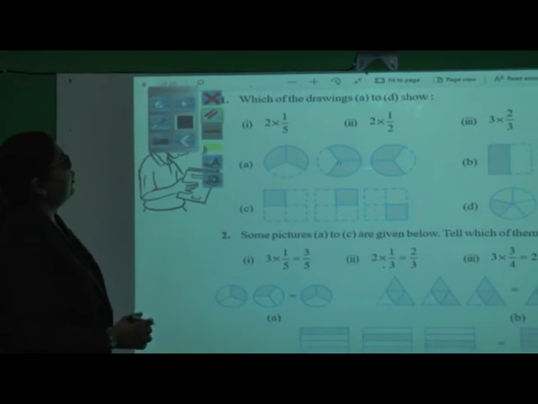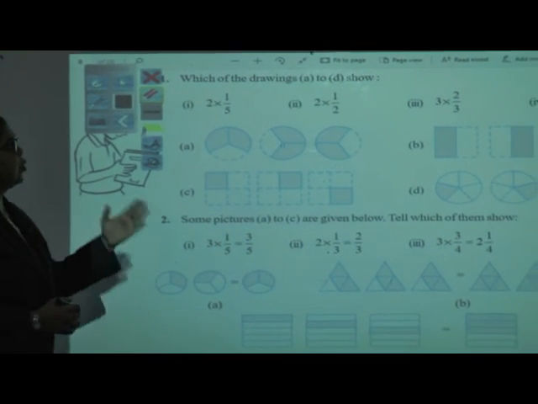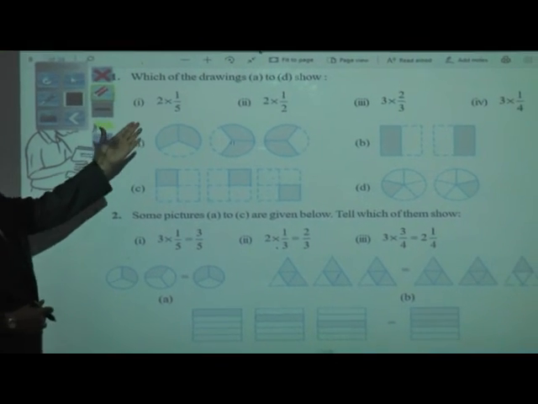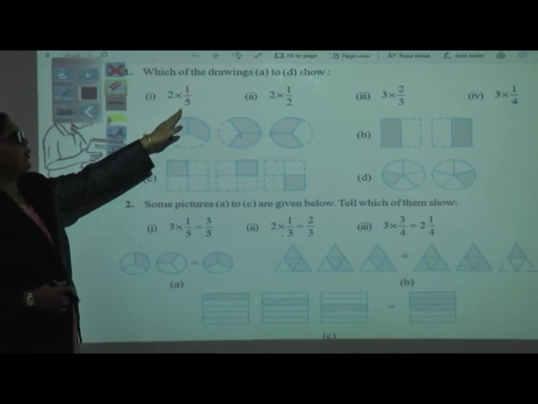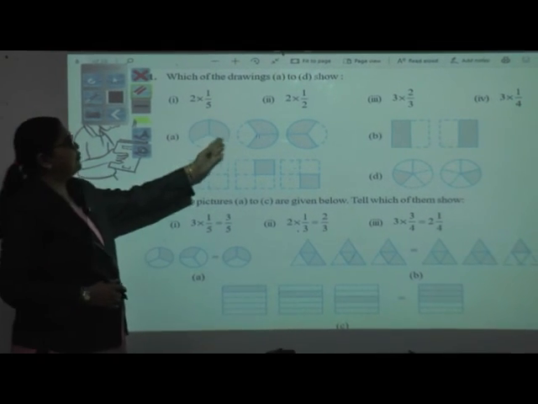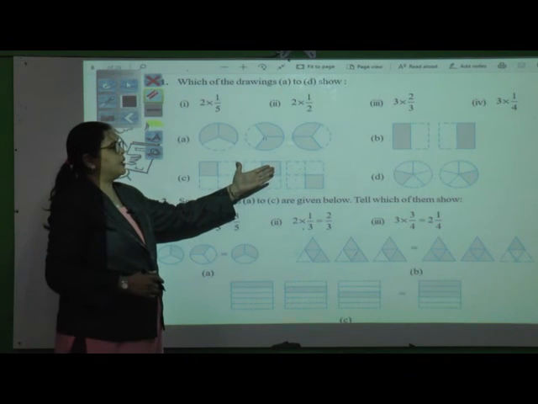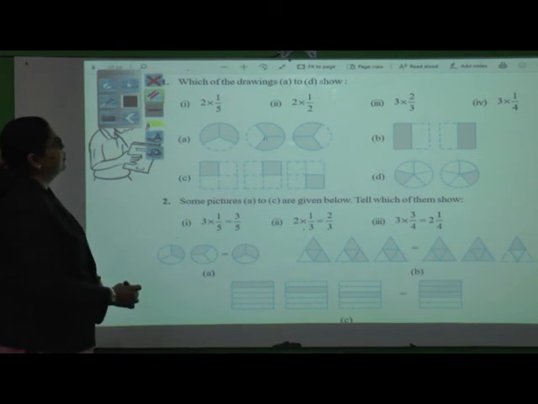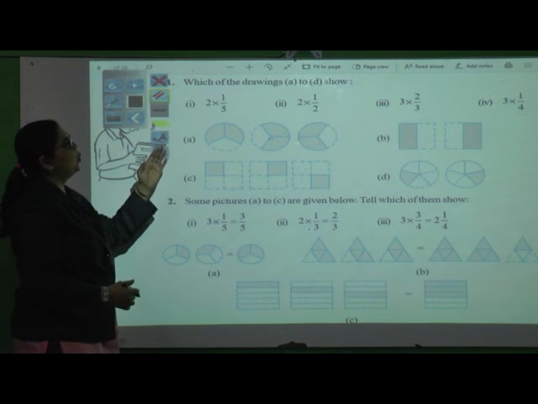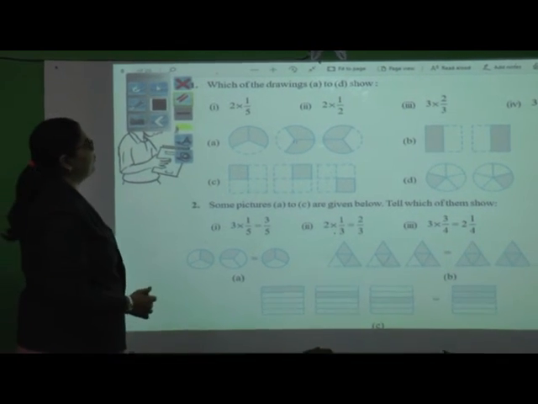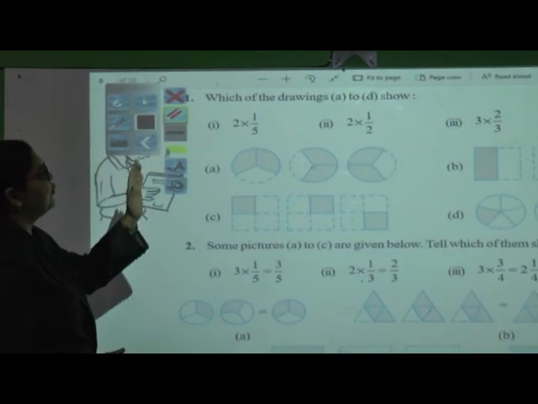Which of the following drawings, that is A to D, shows this? Here we are having some fractions, that is a whole number multiplied by a fraction. Pictures are given with a shaded portion. Here 2 multiplied by 1/5 means what? It is 2 whole multiplied by 1/5, which is a fraction.